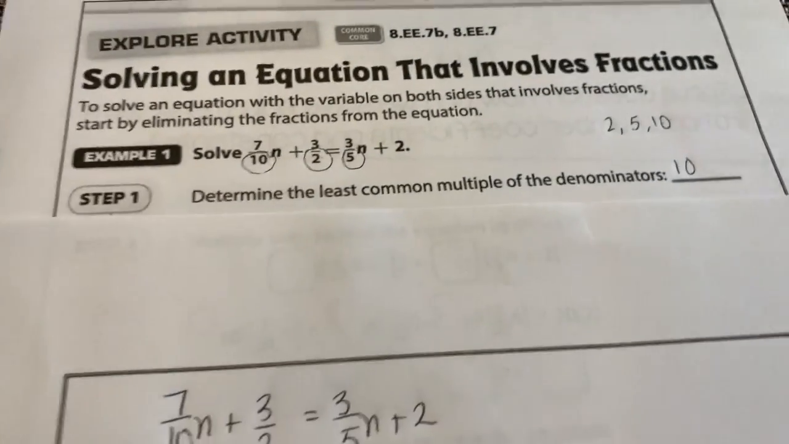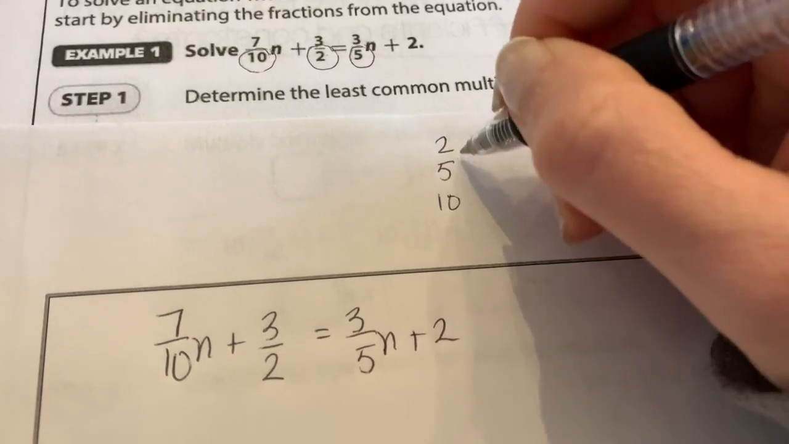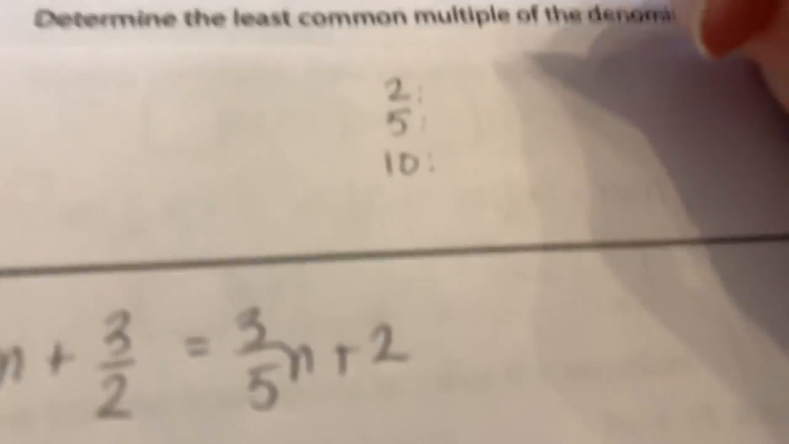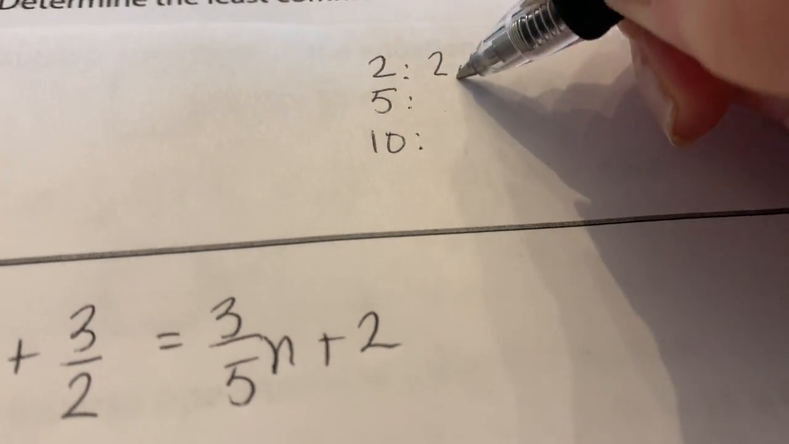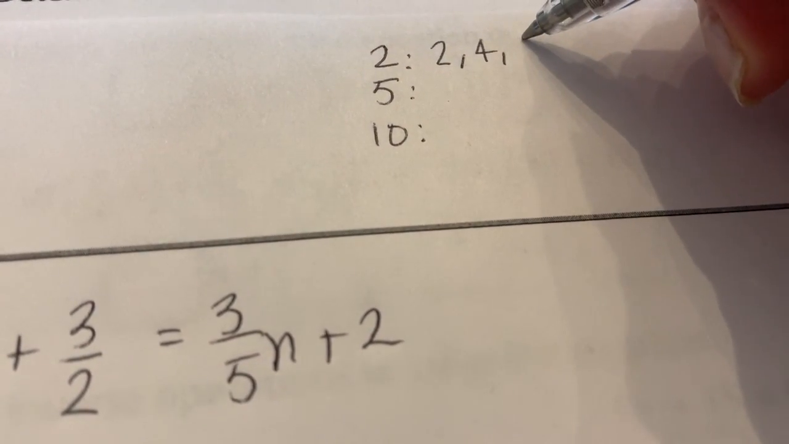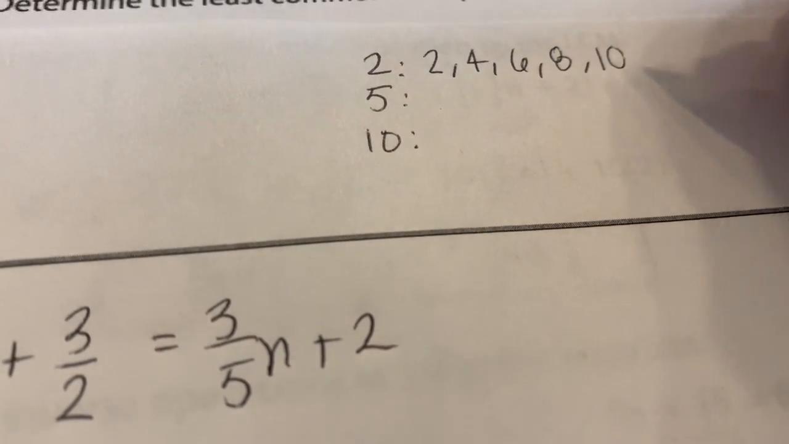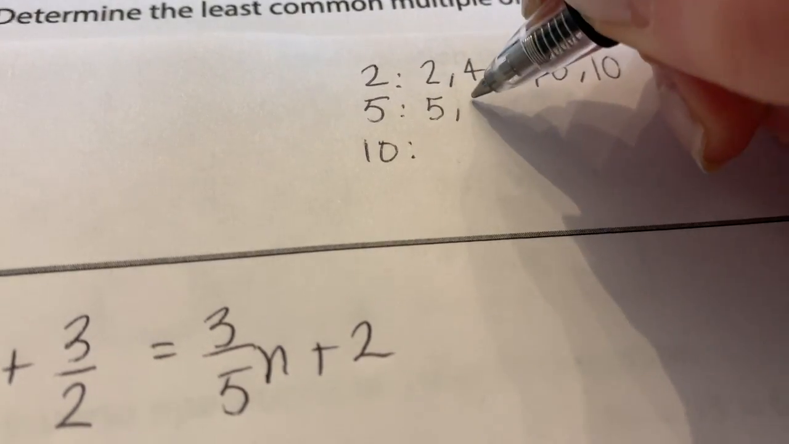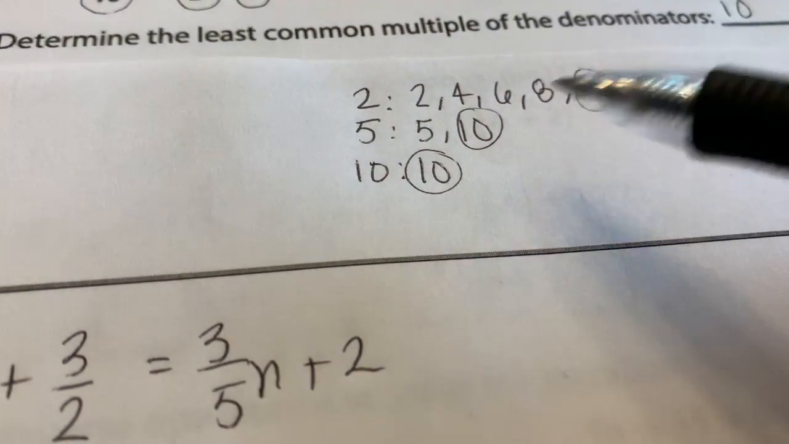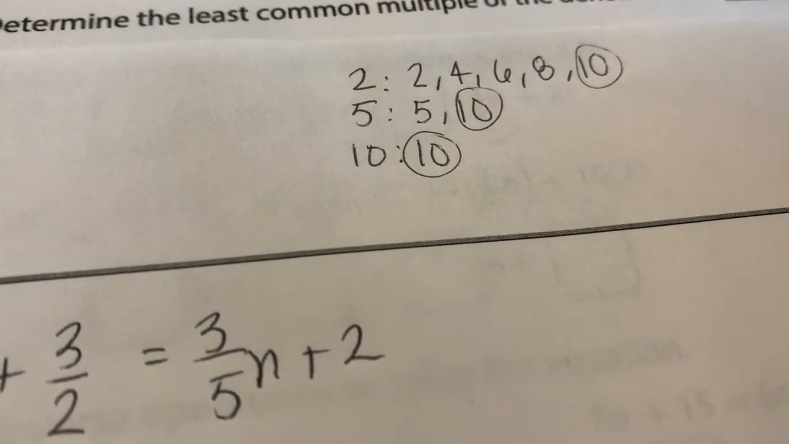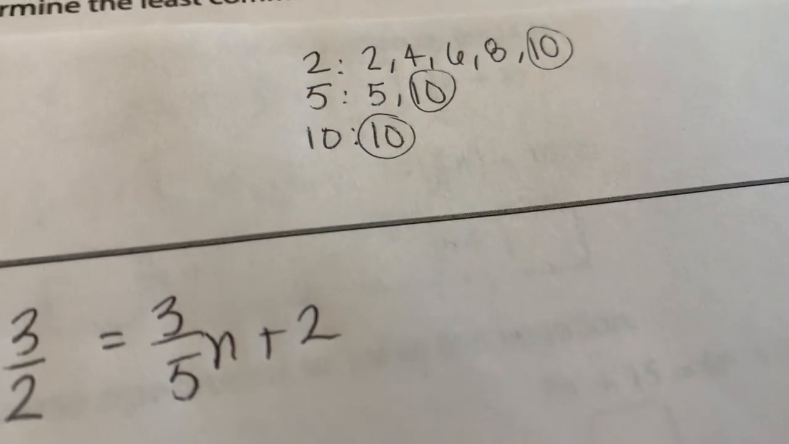And if you forgot what least common multiples are, I will just quickly remind you, it's not greatest common factor. We're talking multiples here, right? So you list the multiples. 2, 4, 6, 8, 10. 5, 10. And 10. The first common one is going to be your least common multiple. We did this back at the beginning of 6th grade.